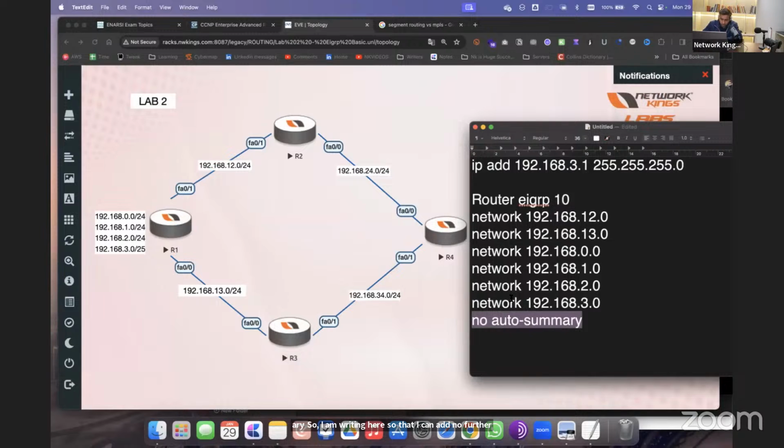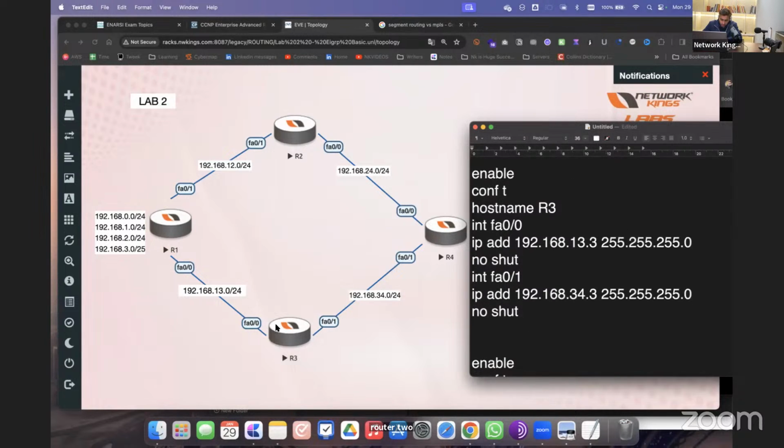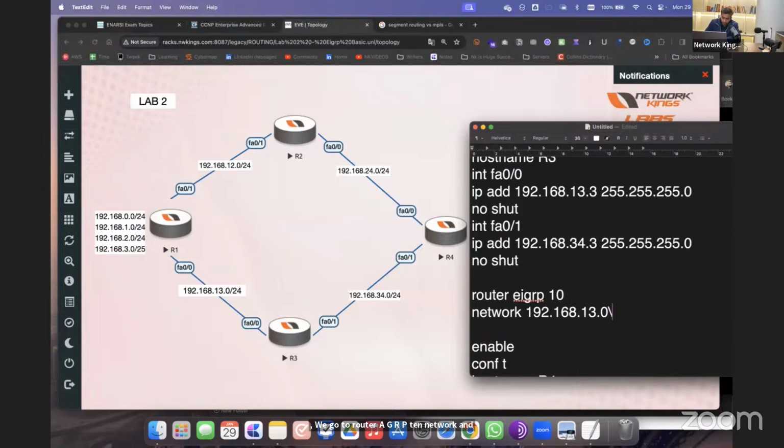Okay, very simple. Now router 4 is easy. Router 1, router 2 connected. Now router 3, very simple. We go to router EIGRP 10, network 192.168.13.0, and then we have 34.0. Okay, no auto-summary.